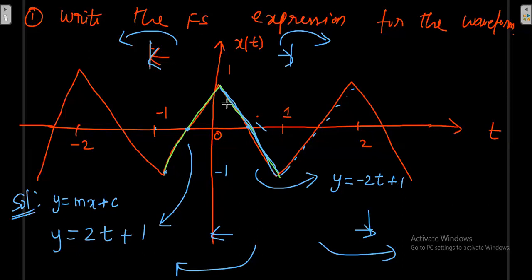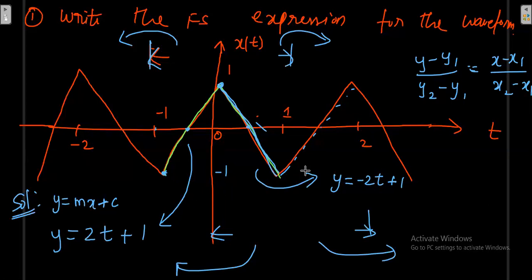Otherwise, if you are not comfortable with this, you can apply the other formulas also. That means if you know two points, you can take any two points, this two points or this two points. Once you know two points of the line, you can easily write the line equation with the help of (y minus y1) divided by (y2 minus y1) is equal to (x minus x1) divided by (x2 minus x1). You can follow any approach, but finally you'll get the same answer.